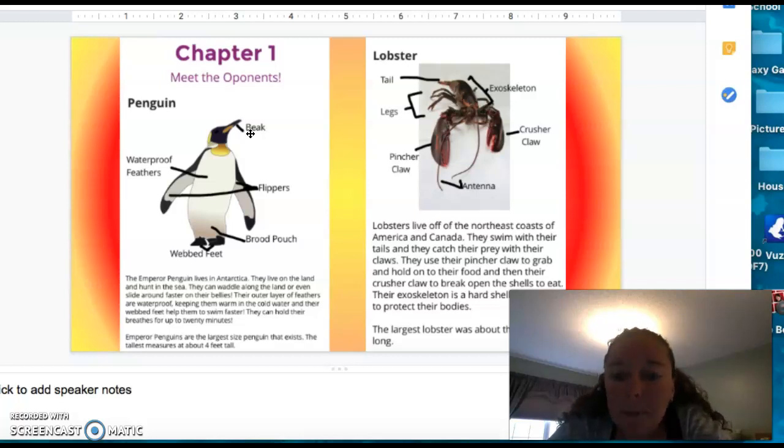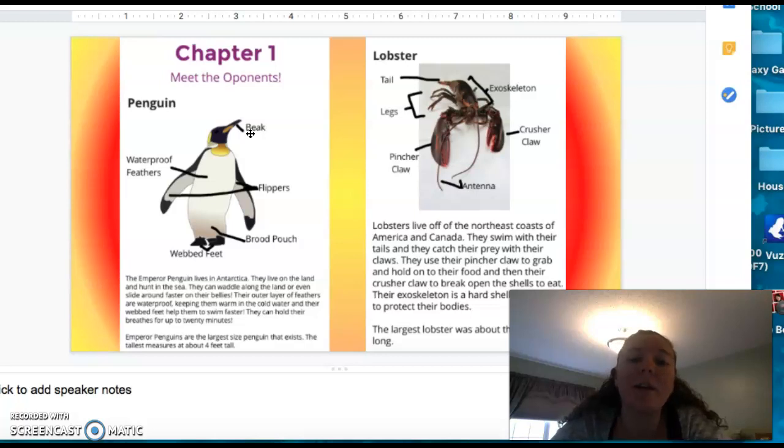Lobsters. Lobsters live off the northeast coast of America and Canada. They swim with their tails and they catch their prey with their claws. They use their pincher claw to grab and hold on to their food, and then their crusher claw to break open the shells to eat. Their exoskeleton is a hard shell that helps to protect their bodies. The largest lobster was about 3 feet tall.